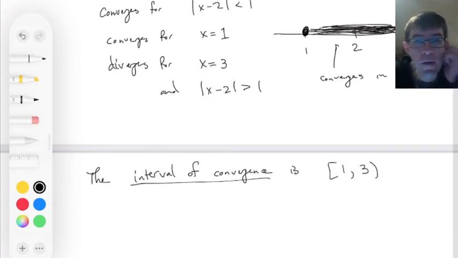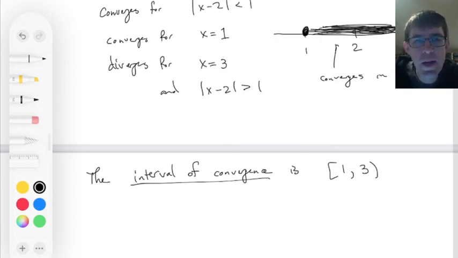Remember how you write intervals with the brackets? The closed bracket means I do include the endpoint at 1, and the round bracket on the right means I do not include the endpoint at 3. All right. So in this case, the interval of convergence is from 1 to 3. And I will have you notice that 2 is right in the middle of that interval. It is the center of that interval. In fact, this is why this is called a power series centered at 2.